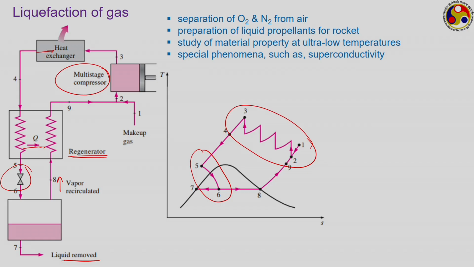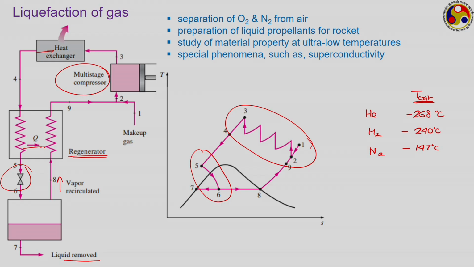Of course, we have to go to very low temperature levels. If we compare some of the critical temperatures for common gases, helium has a critical temperature of minus 268 degrees Celsius, and hydrogen has something like minus 240 degrees Celsius. Nitrogen is much higher, about minus 147 degrees Celsius. So, to get liquid nitrogen we have to lower the temperature below minus 147 degrees Celsius, and in a single stage of compression that is not possible.